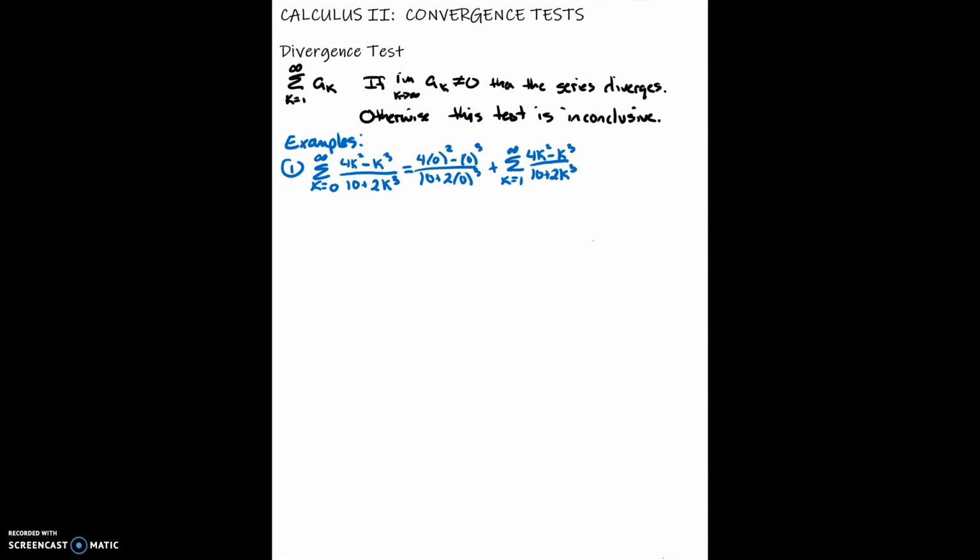Now I do see that that first term with all the zeros is just 0, and ends up going away. So this is really just the sum as k goes from 1 to infinity of 4k squared minus k cubed over 10 plus 2k cubed, right? Hope that makes sense. All right, so now for the divergence test, I don't want to look at the series. I want to take the limit as k goes to infinity of the terms of this series.